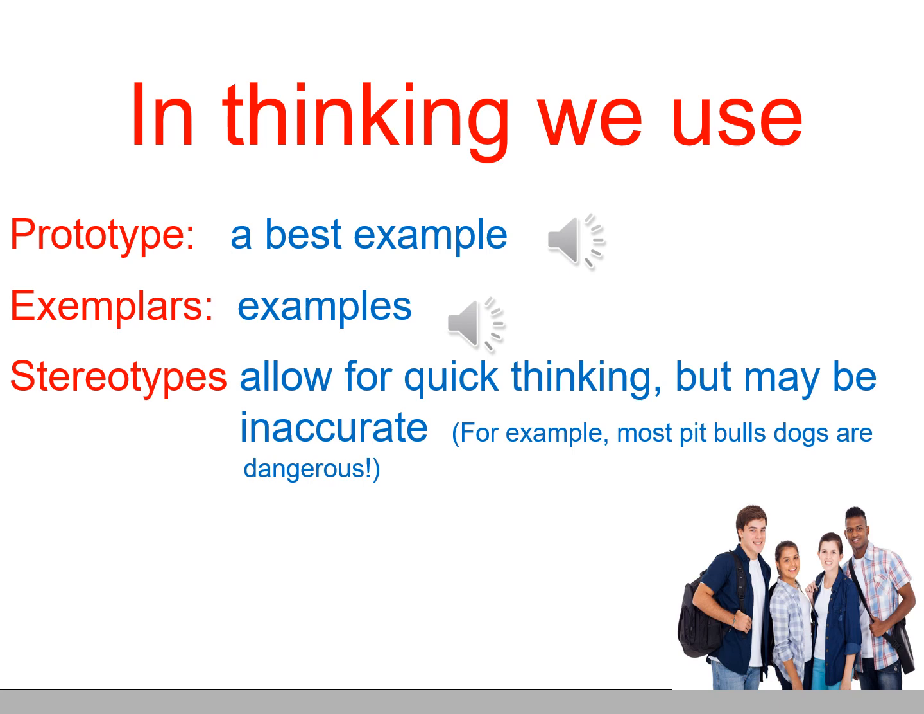The word exemplar is just a fancy term for the word example. So if your prototype dog was a German Shepherd, and if you were in class, the person next to you had said Chihuahua, and the person on the other side of them said Beagle, their answers for you would have been exemplars. Now, in thinking, sometimes we'll also use stereotypes. Stereotypes allow for quick, easy thinking, but risk being inaccurate. I wanted to first tackle a stereotype that applies to dogs. For example, the dog stereotype, most pit bulls are dangerous.